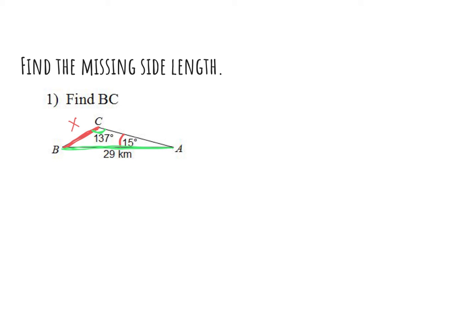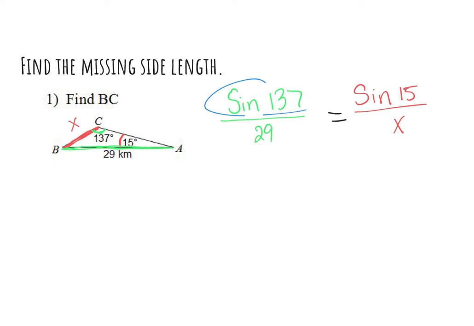So now I'm going to set up my information. I'm going to say sine of 137 over its corresponding side, 29. And it has to equal sine of your angle, which is 15, over its corresponding side, which is x. At this point, you're going back to Algebra 1 to solve for x. Because we have two fractions, we are going to cross multiply: top of one side, bottom of another.